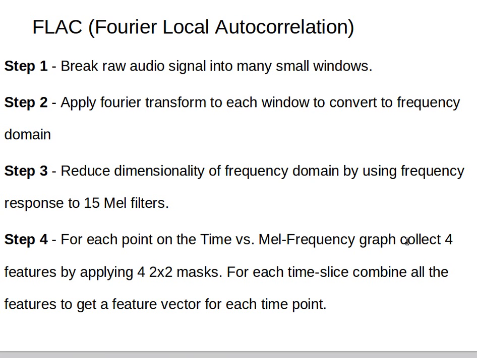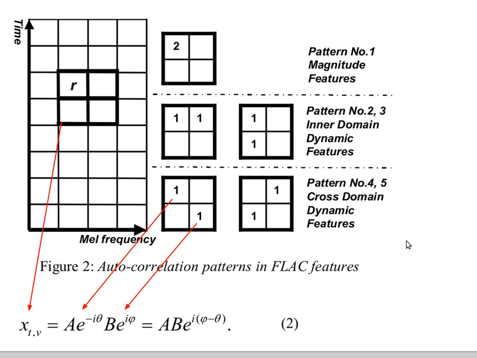So the Fourier local autocorrelation is pretty simple. There are 4 steps, and I think I need to read that aloud. So you just get these 2x2 masks, and here are the masks. You take a complex number from each mask, then you multiply them, then you get the feature. So we're going to do these 4 masks.